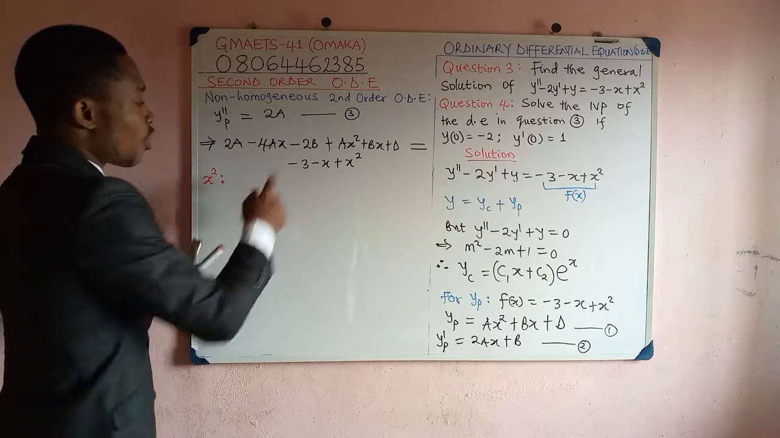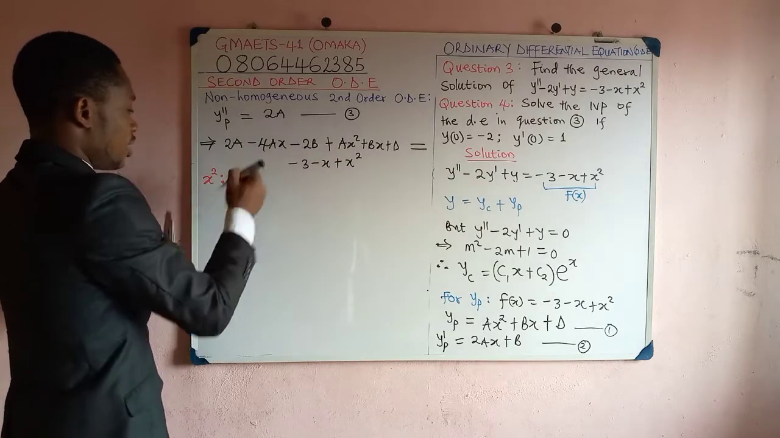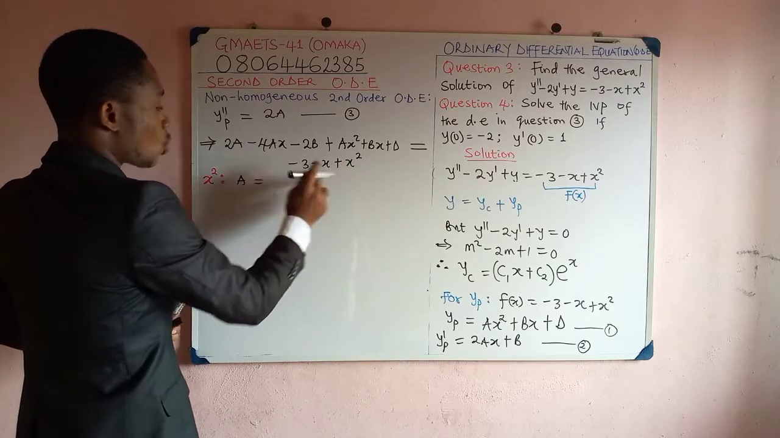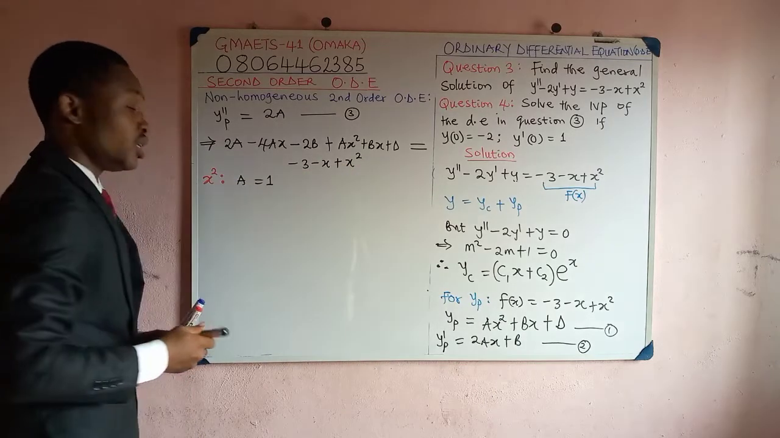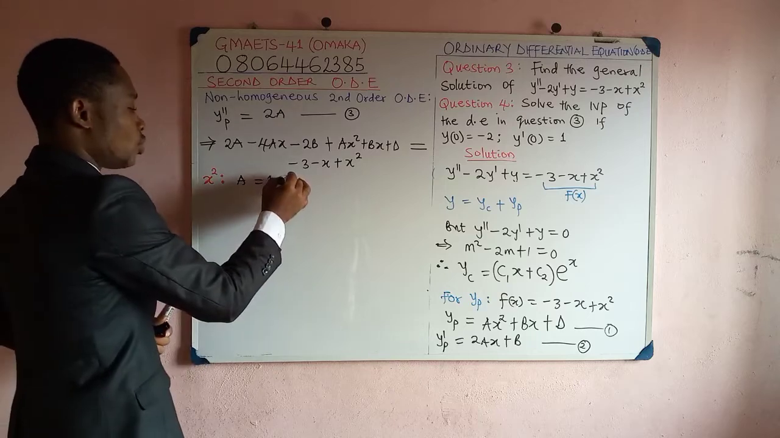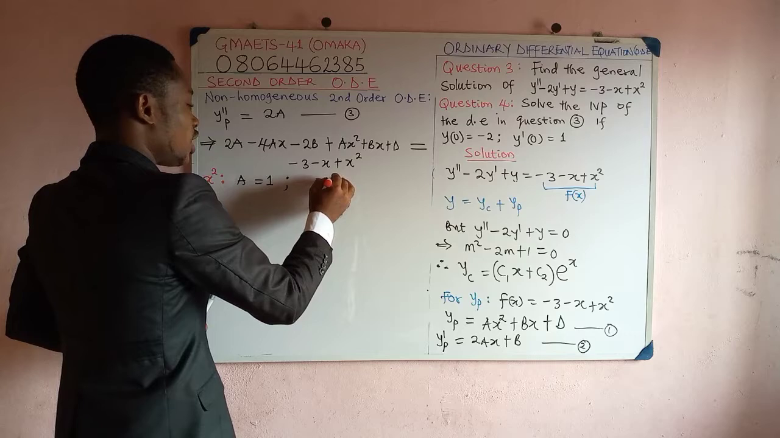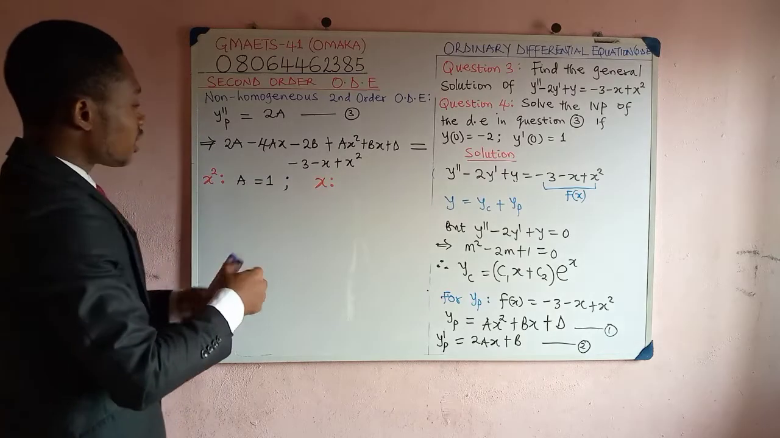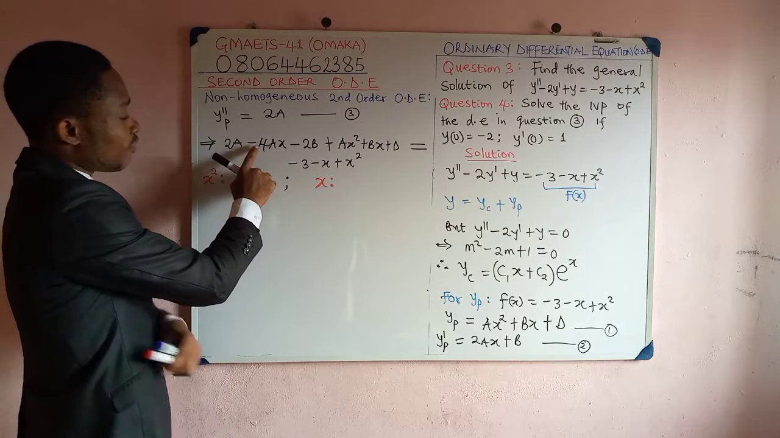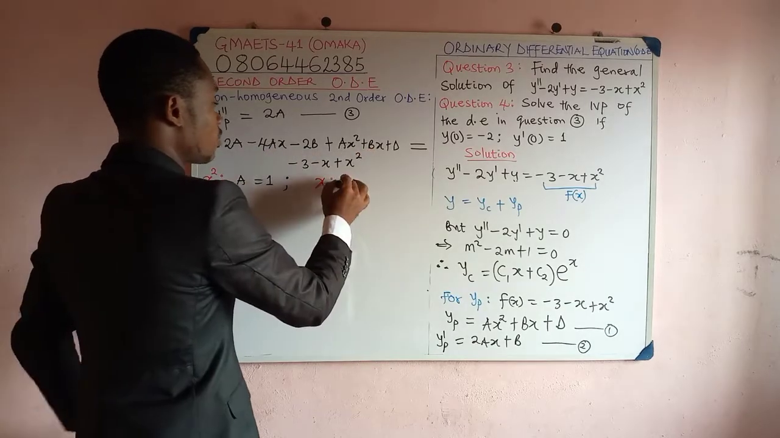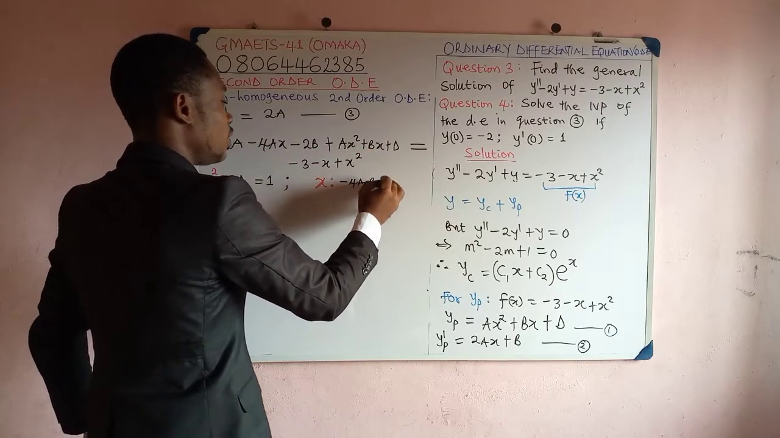On the left hand side, the coefficient of x squared is what? A. You notice that a is equal to, on the right hand side, the coefficient of x squared, which is 1. So clearly the value of a is 1. We are done with this. We move on to the coefficient of x. On the left hand side, the coefficients of x are what? Let's see. Minus 4a is one of them. Then plus b is the other one. So it becomes minus 4a plus b.